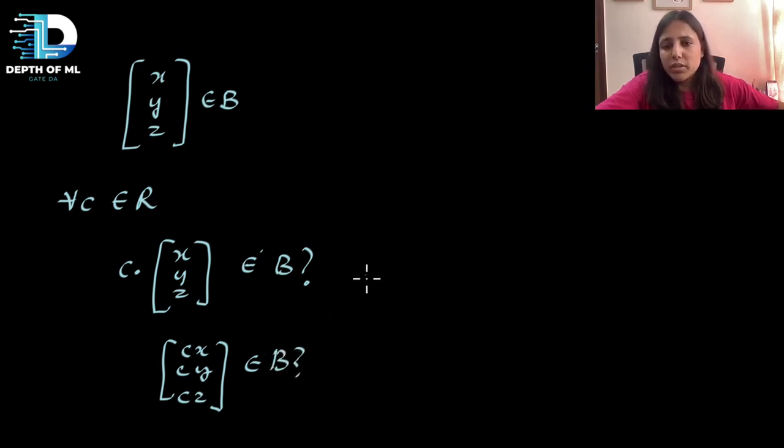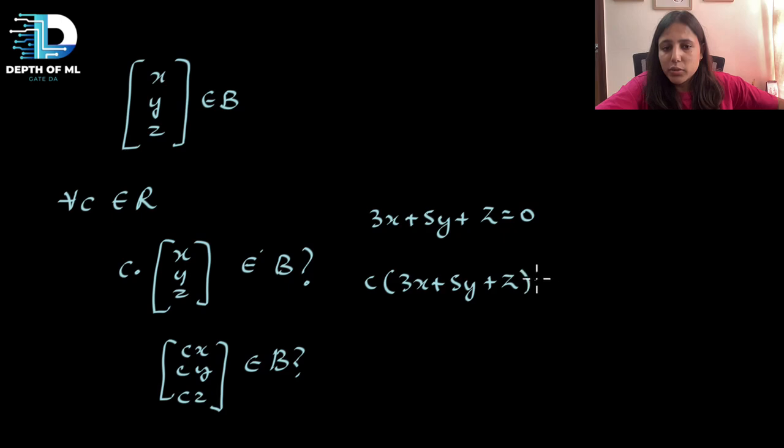So what I will do is I know that 3x plus 5y plus z is equal to 0, right? Now let me multiply C to this equation. So I'll get 3x plus 5y plus z is equal to 0. Now I'll multiply C inside. So I'll get 3cx plus 5cy plus cz is equal to 0. Now this I got from this equation, right? The original vector that I had, and I have not done anything wrong.